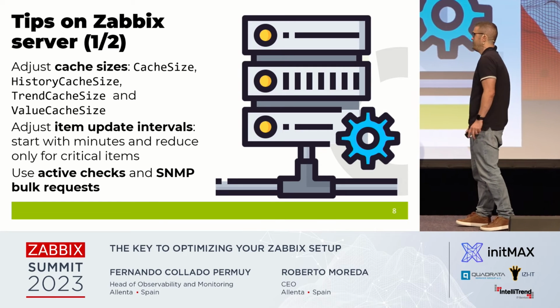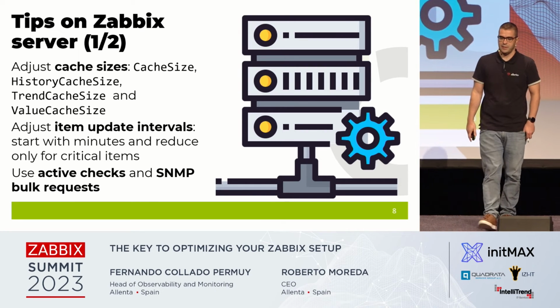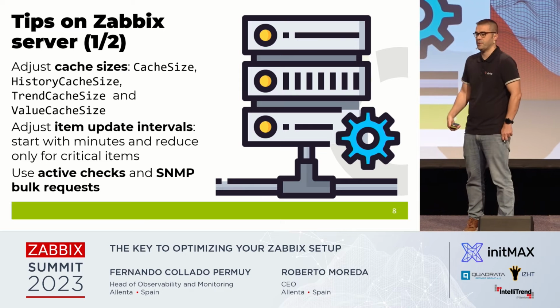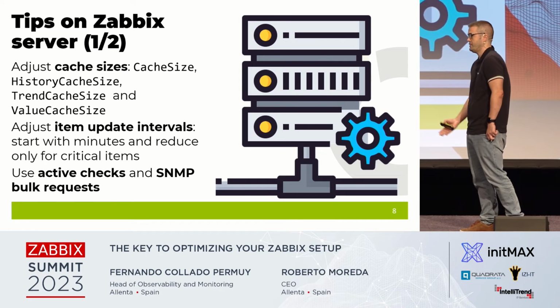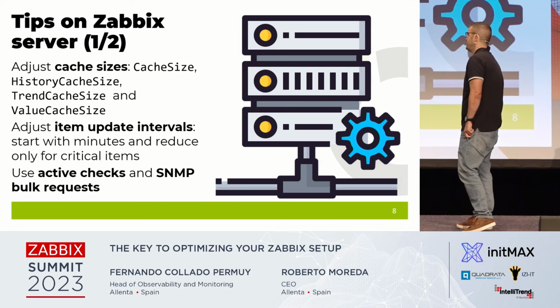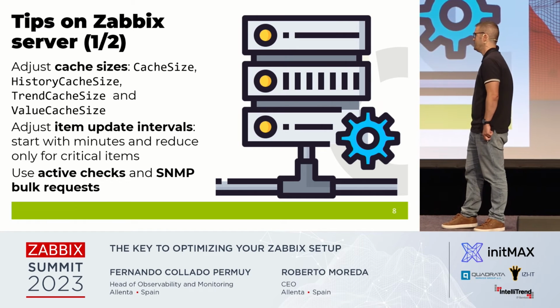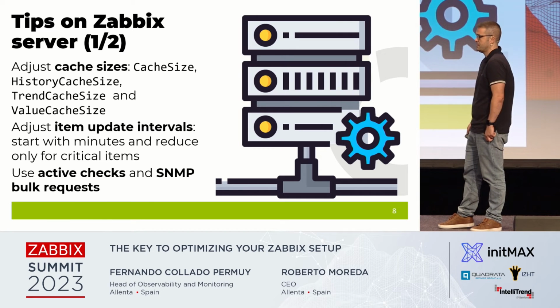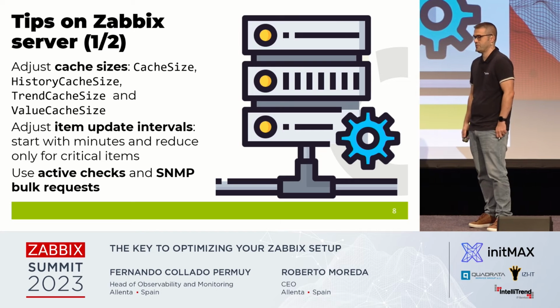Everything should be active if possible. Active checks, active agent, active proxy are usually better for performance. And of course, if you are using the latest Zabbix version, use SNMP pull requests. You will save a lot of resources.